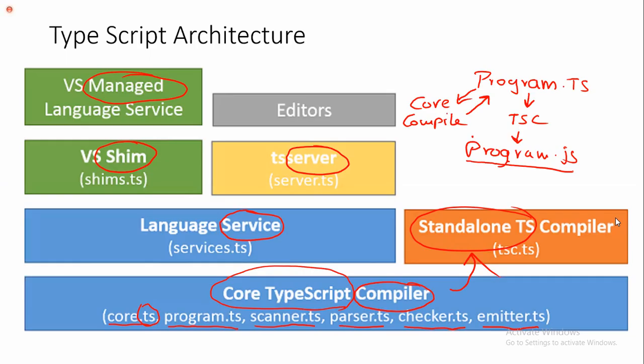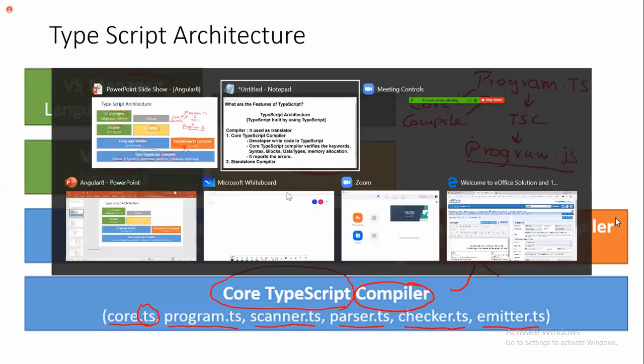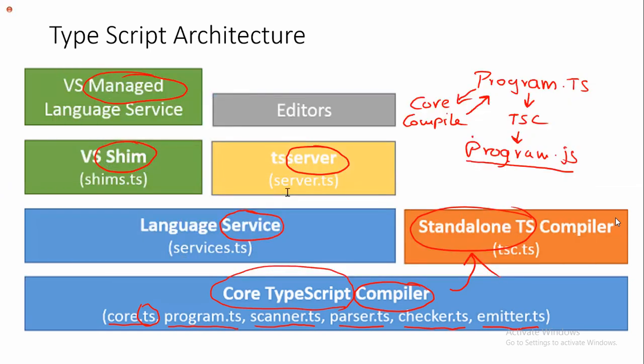I hope everyone is clear with these two points. The core compiler is used for verifying all the syntactical problems in your code, right? And importantly, the transcompiling is done by using the standalone compiler. So verifying and transcompiling, everything is done using these. So two compilers are there.